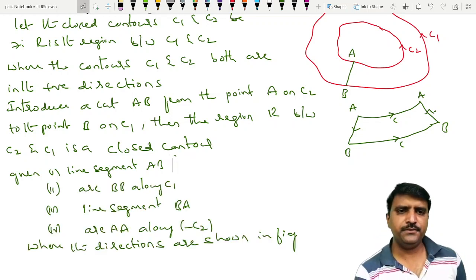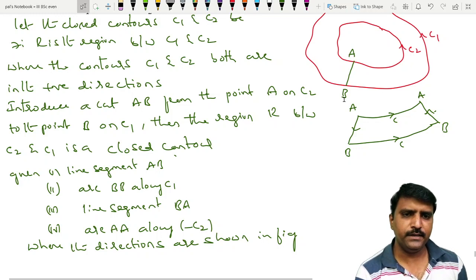Okay students, if you introduce the cut AB here, you get this type of structure. So it is a closed contour. Now, for example, if I start from A, I can easily observe this from the cursor. So I start from A and come to B.